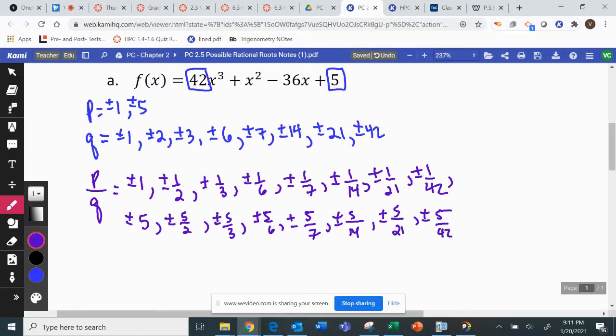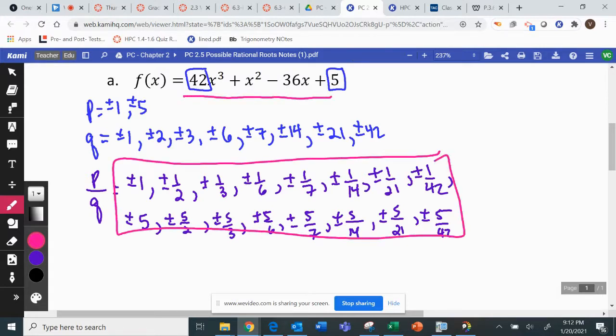So what we have done here is we've taken every single rational number that ever existed, of which there are an infinite amount, and we have said that the rational roots, the zeros that work in this polynomial, are now limited to this small amount. How many we got here? So we've got 32 different possibilities.